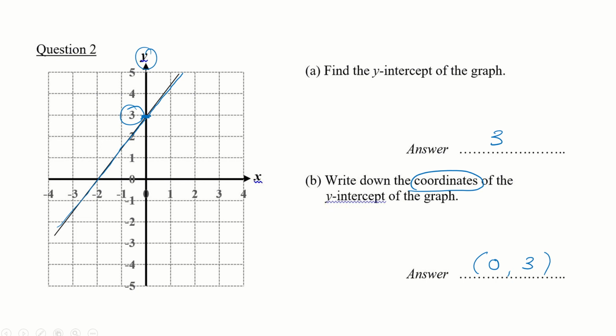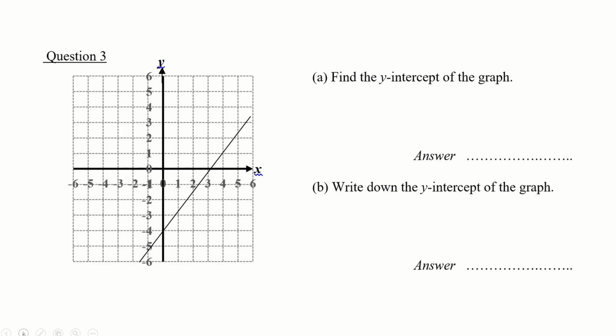Last one, question 3. Let's look at this one. Focus on the y-intercept, see where it cuts. Look at the line, and the number is -4. So that's the y-intercept, -4. But if I ask you to write down the coordinates, it will be 0, -4.